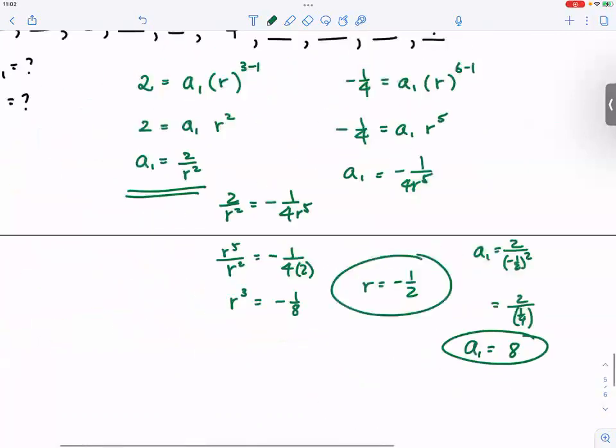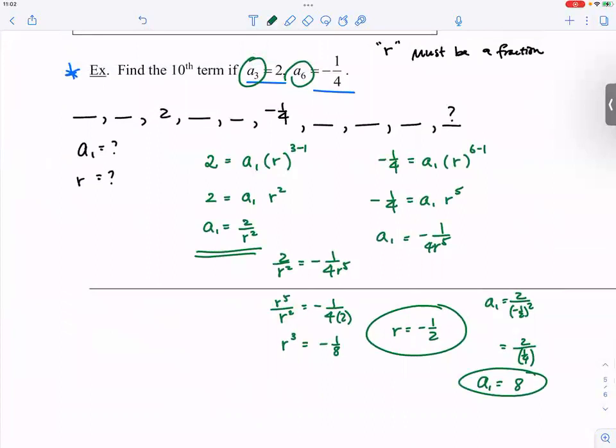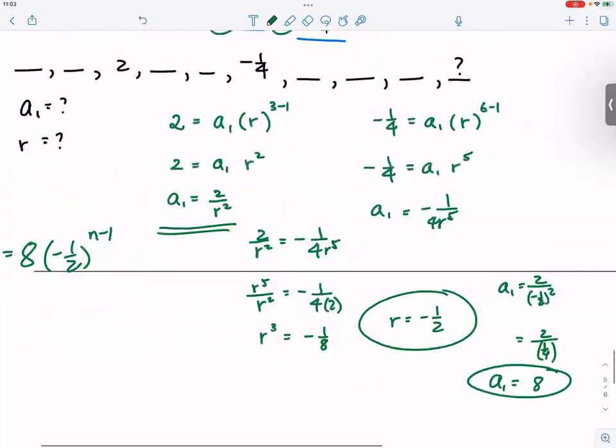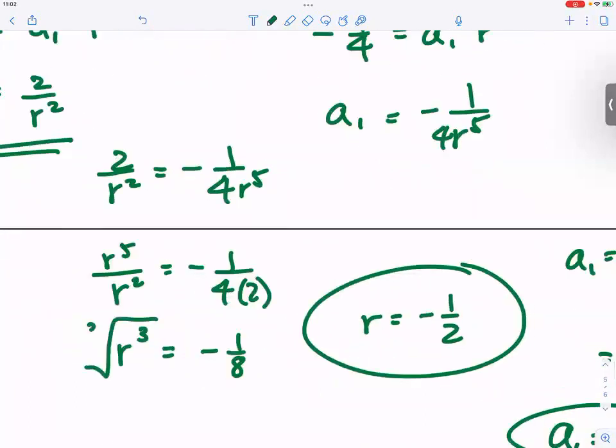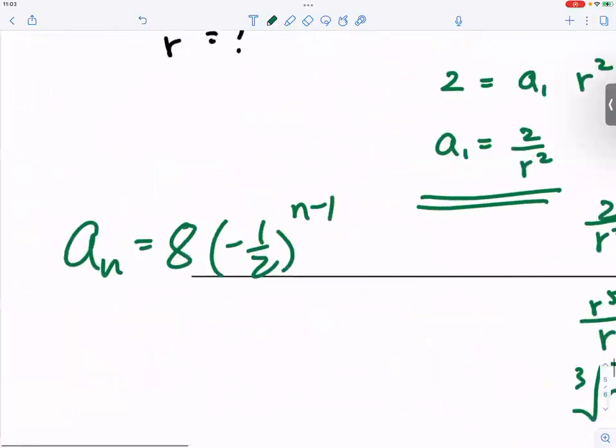So now you have your A1, you have your R. So your nth term notation is 8 times negative 1/2 to the n minus 1 power. To get R by itself, you take the cube root of R cubed. And 8 is 2 to the 3rd power. Okay. So you have the nth term notation, so you can find out the 10th term.